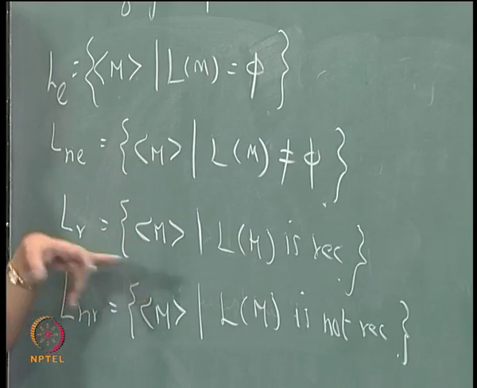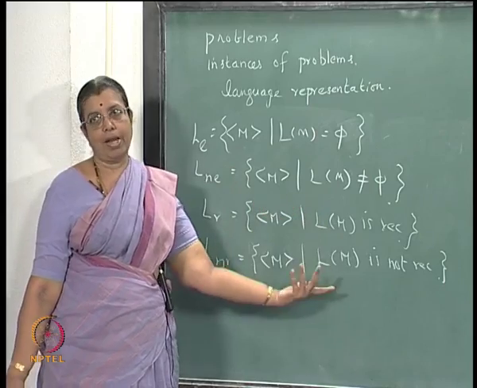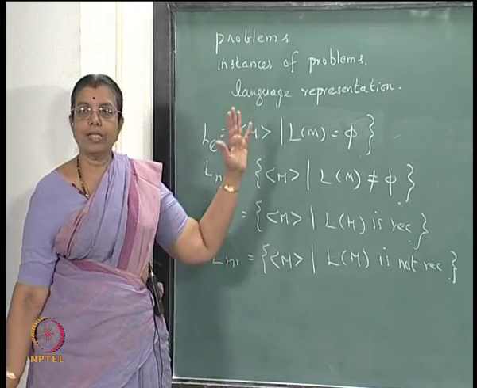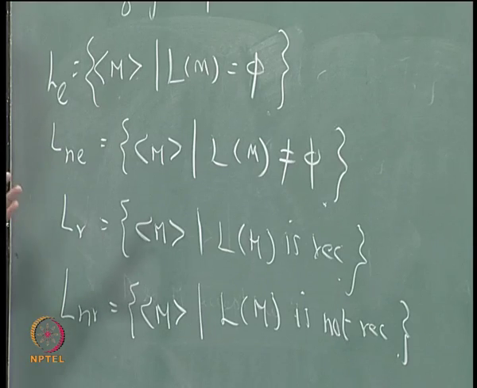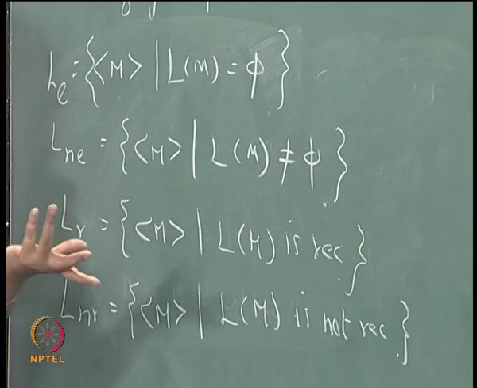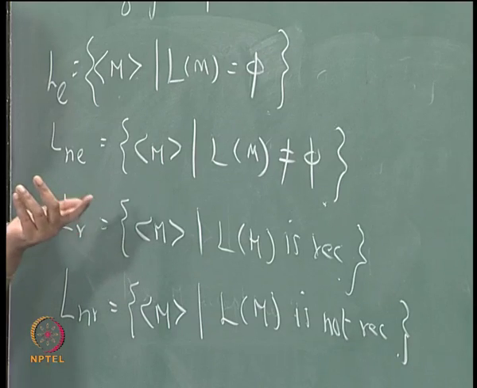Given a Turing machine M, is L(M) recursive? Given a Turing machine M, is L(M) non-recursive? The input is the encoding of the Turing machine. These are all problems whose instances are particular Turing machines. You are given the encoding, and you have to find out whether it accepts the empty language, or whether the language accepted is non-empty, recursive, non-recursive, and so on.